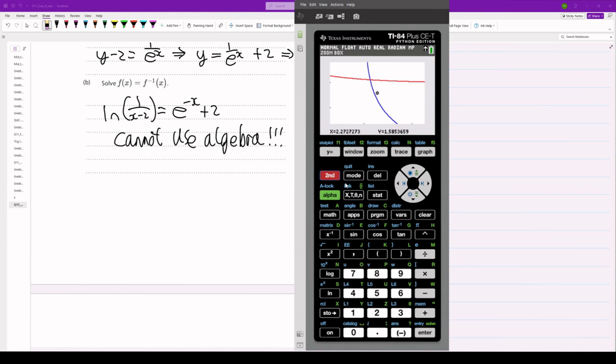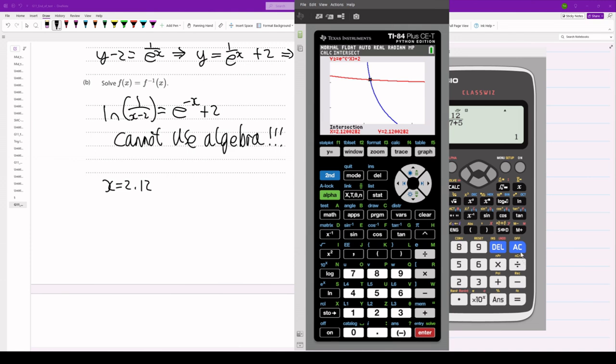You see this blue bit? So I press second, calc, and I would like the intersect. Now, first curve is the blue one. Second curve is the red one. Guess. I don't know why it asks you to guess. There we go, job done. So x is 2.12 and y is also 2.12. So let's write that down. X equals 2.12.